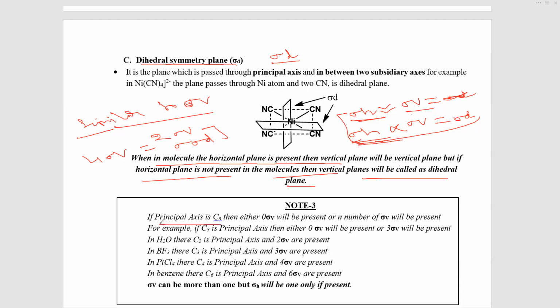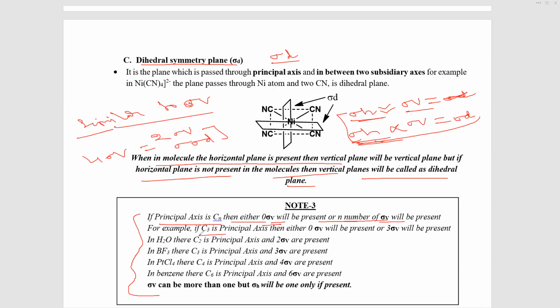If the principal axis is Cn, these are very important things, it will save your time. Then either zero sigma v will be present or n number of sigma v will be present. So what does it mean? It means that suppose there is any molecule, and if we are able to see any one sigma v, then we don't need to find out each and every sigma v. Just use this trick. If sigma v is present, then there will be n number of sigma v. If sigma v is not present, then there will be 0 sigma v.